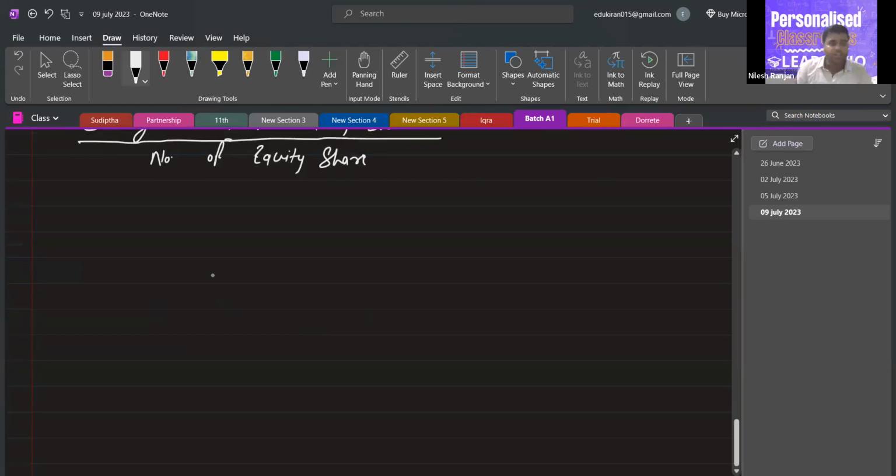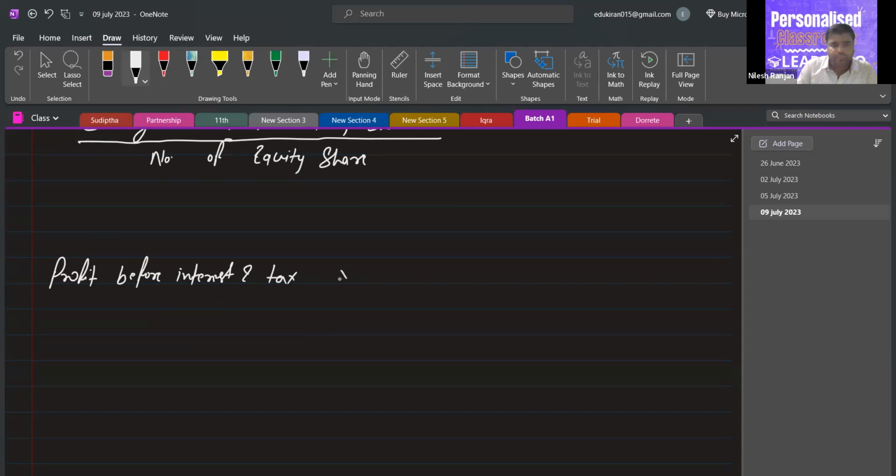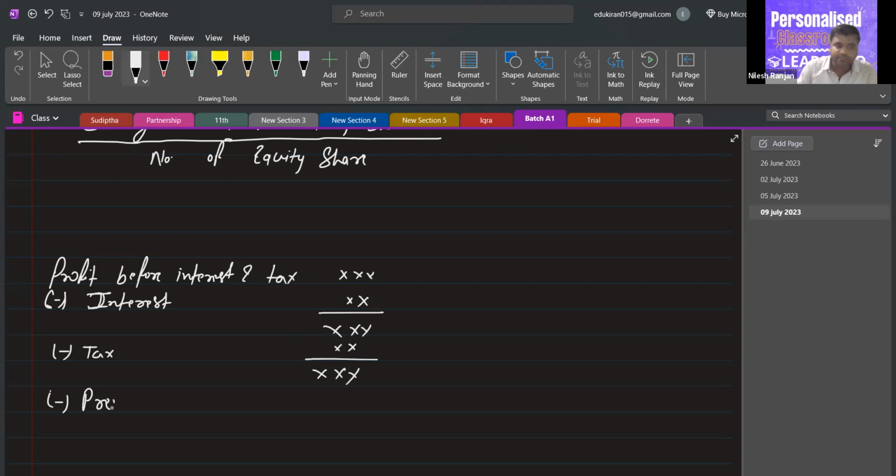Now, if profit before interest and tax is given, so we will deduct our interest on debt first, and then we will deduct tax from here. After that, we will deduct preference dividend.